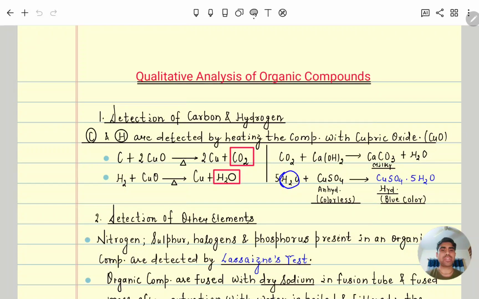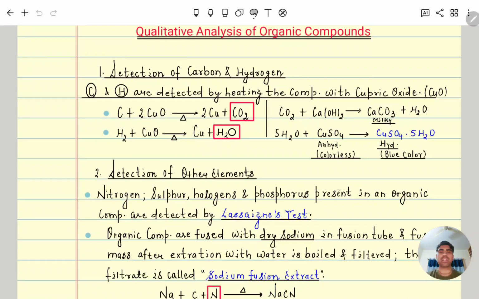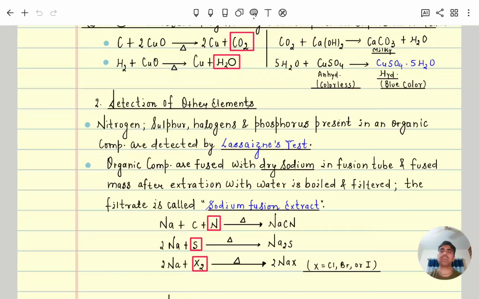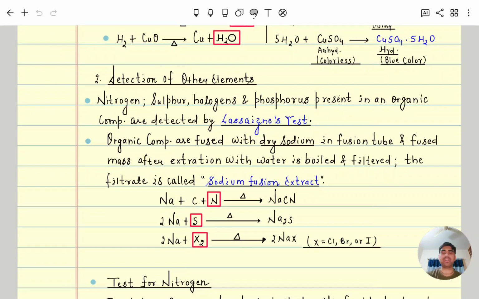And hydrogen, which is H2O, reacts with anhydrous colorless CuSO4. So it will form blue color CuSO4.5H2O. So detection of carbon and hydrogen is done. Now coming to detection of other elements. Mainly we have to study detection of nitrogen, sulfur, halogen and phosphorus.